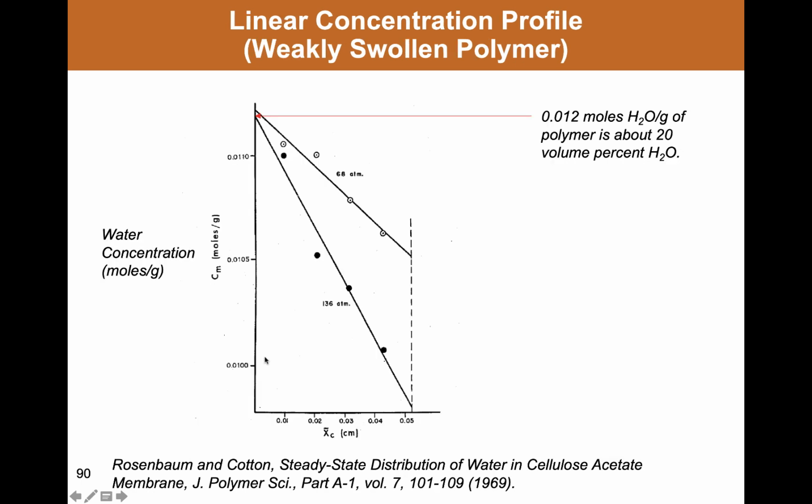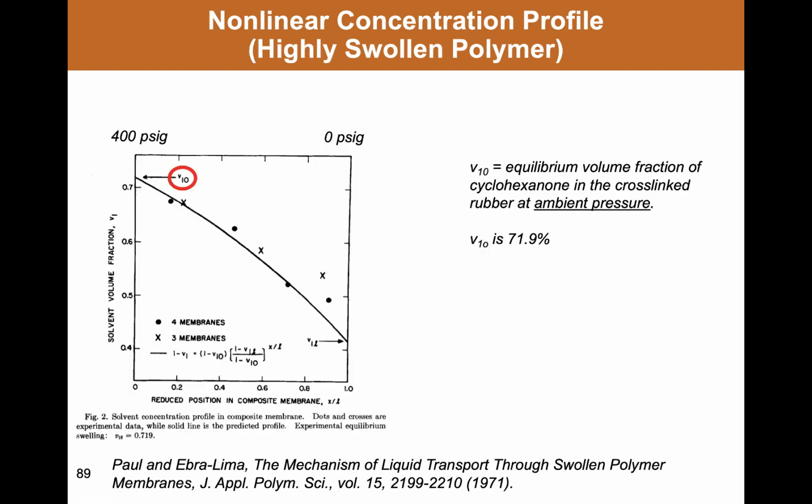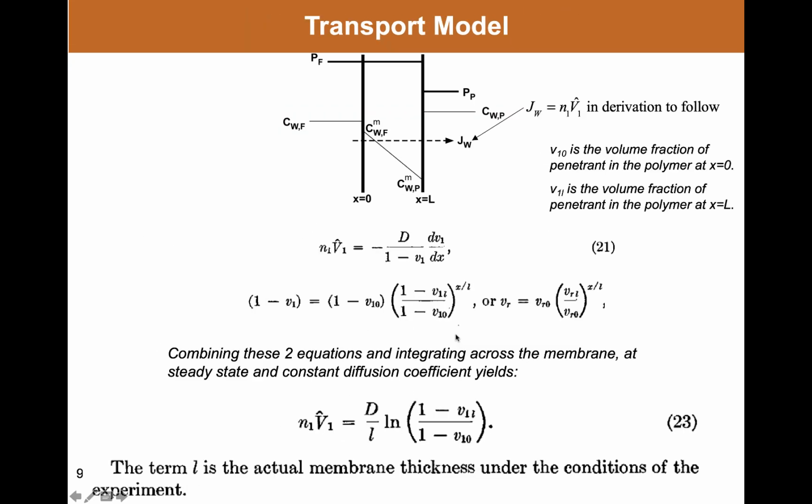In the case of Rosenbaum and Cotton, where the uptake of water is only about 20 volume percent, so it's much lower, you don't see that bend in the concentration profile. So for the desalination case, the concentration profiles are essentially linear, and for the organic liquids that absorb to a large extent in some of these cross-linked rubbers, you can see somewhat slightly nonlinear concentration profiles.